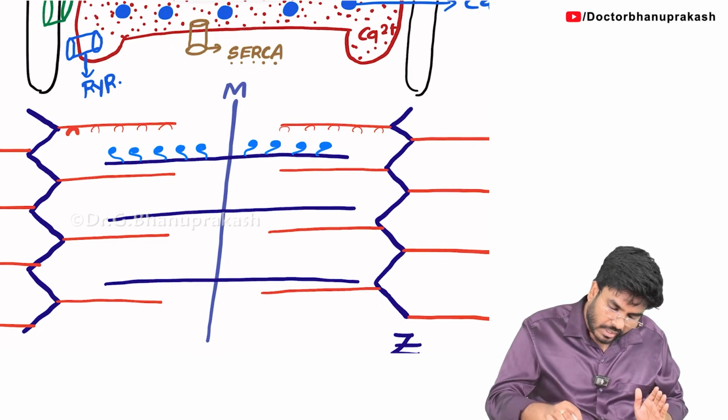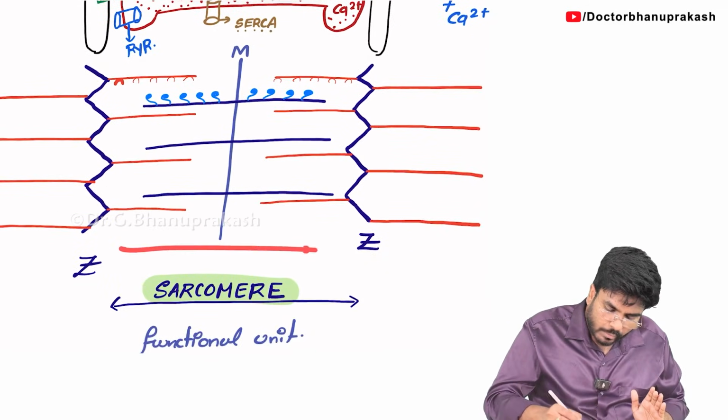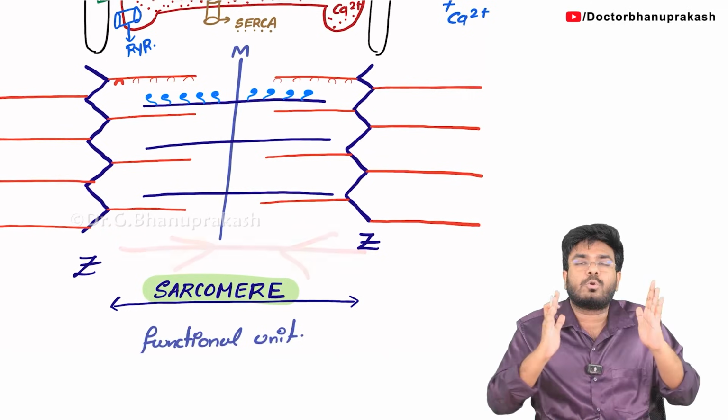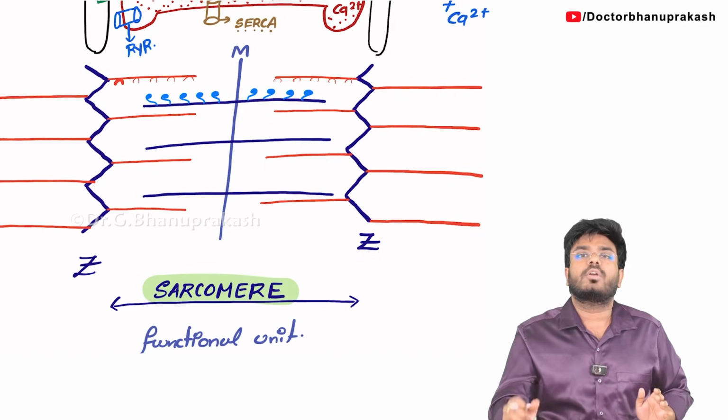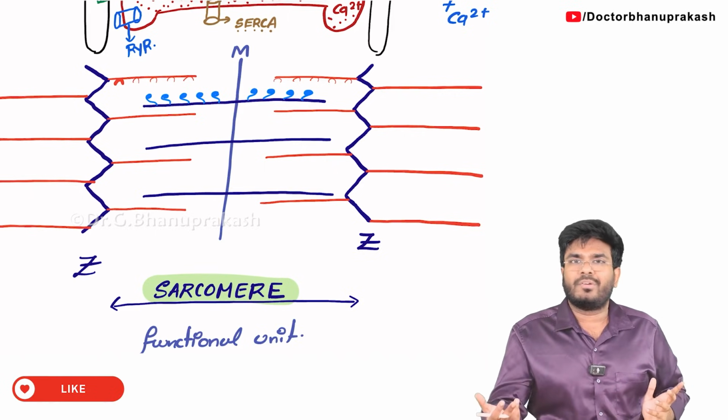So what will happen to the sarcomere size? The sarcomere size will decrease. So if the sarcomere size decreases, it means the muscle will contract. Muscle will contract. So now you understand.